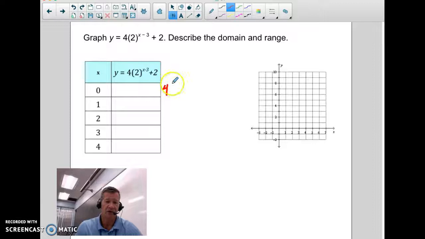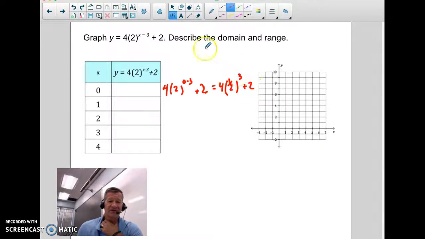So we've got 4 times 2 to the 0, but now it's minus 3, and then there's a plus 2 out here. So watch this now. Order of operations. We still have to do exponents first. So 0 minus 3 is negative 3. So this is 2 to the negative 3. Well, remember, we don't like negative exponents, so I'm going to go 4 times 2. But if I change this to a positive 3, I have to take the reciprocal of the 2. So this is going to change to a 1/2. So 4 times 2 to the negative third is the same as 4 times a half to the positive third. And then plus your 2.